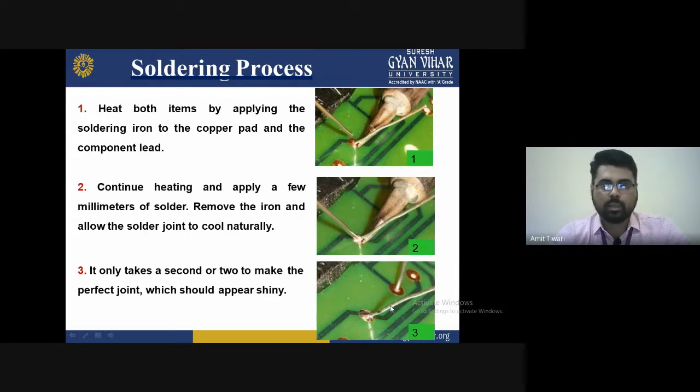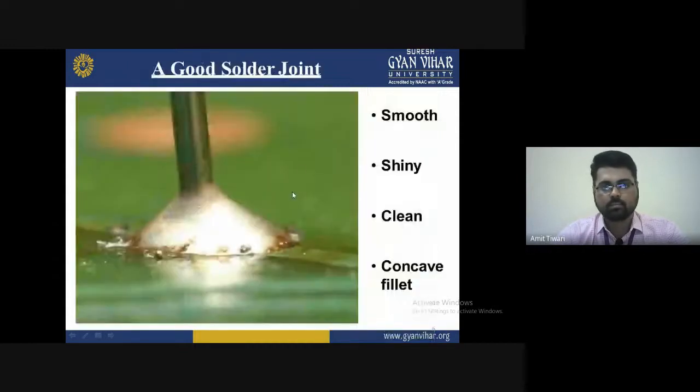So this is the simplest method to join. It is now very popular in the desk because it does not require any extra skills to join dissimilar metals. A good soldering joint that you can see here is smooth, shiny, clean, and has a concave fillet. After all these conditions are fulfilled, we can say a completely good soldering is obtained. A good solder joint is obtained.